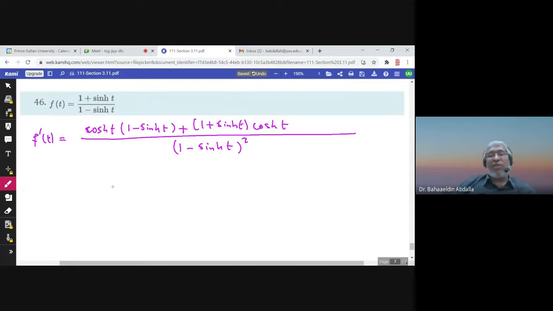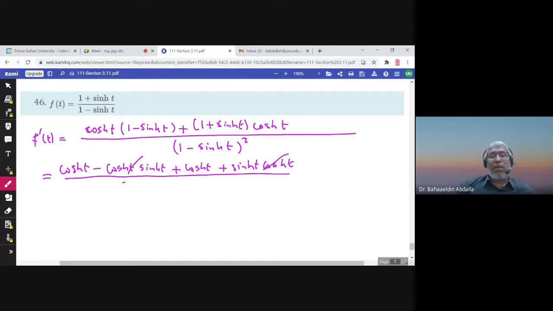So now I can expand. So I'll have cosh t minus cosh t sinh t plus cosh t plus sinh t cosh t. These two will be cancelled, and the final answer would be 2 cosh t over 1 minus sinh t to the power 2. That's the end.